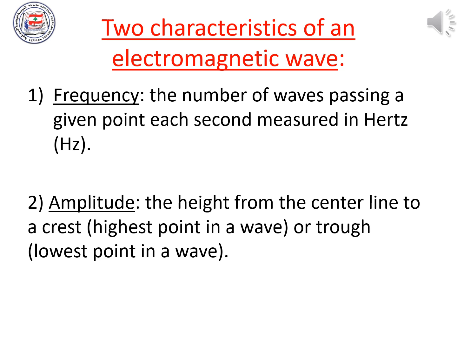There are two main characteristics of an electromagnetic wave. First, frequency. Second, amplitude. Frequency is the number of waves passing a given point each second and it's measured in hertz. So let's say 7 waves pass a given point each second, then the frequency is 7 hertz. If 90 waves pass a given point each second, then the frequency is 90 hertz. However, amplitude is the height from the center line to the crest, which is the highest point in a wave, or trough, which is the lowest point in a wave.